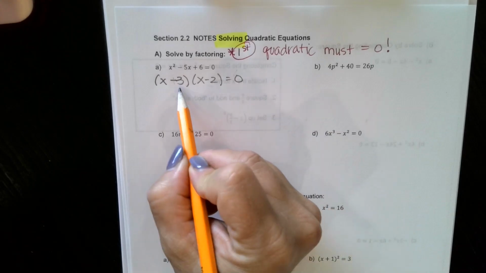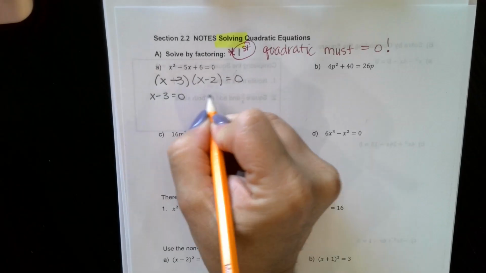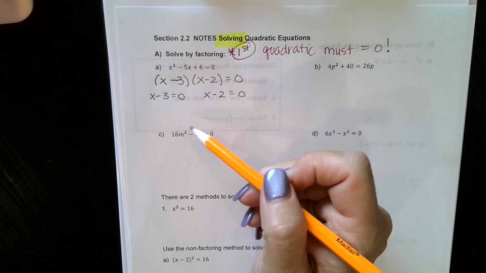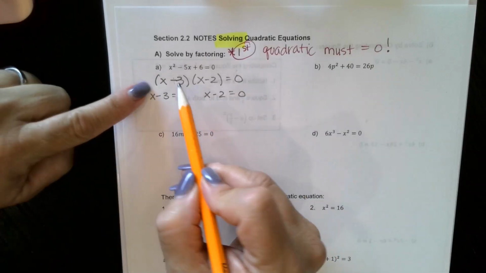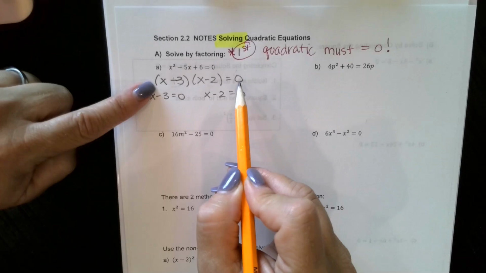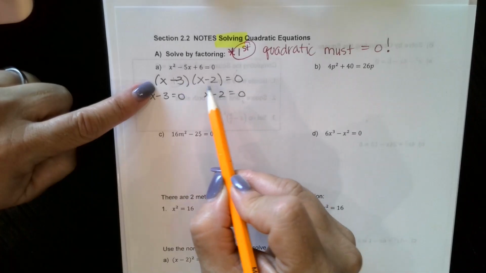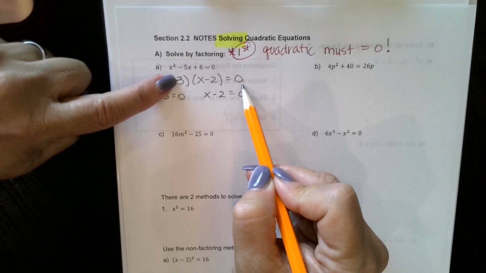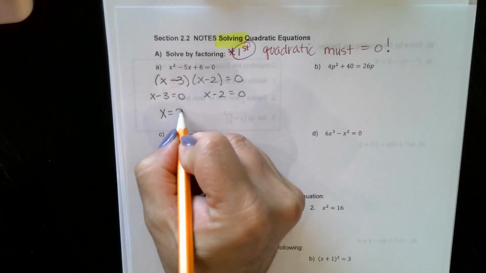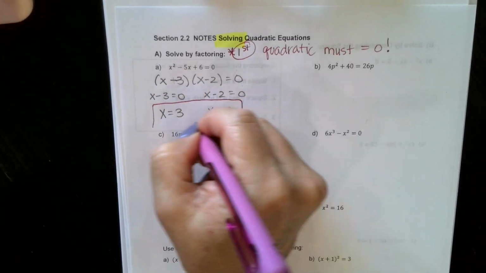Now we're going to set each piece equal to 0. So here's what this looks like. x minus 3 equals 0, and x minus 2 equals 0. When we're doing this, we're saying that if this part of my factor was 0, then the whole thing has to be 0. Or if this part of my factor is 0, then the whole thing has to equal 0, because we know anything times 0 would equal 0. All right? So if we set each factor equal to 0 and we solve, we get x equals 3 and x equals 2. So these are my solutions, x equals 3 and x equals 2.